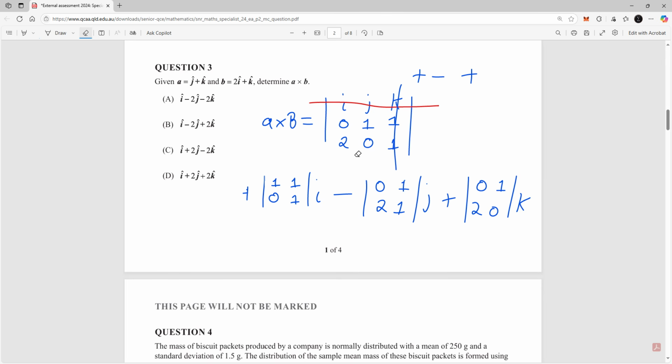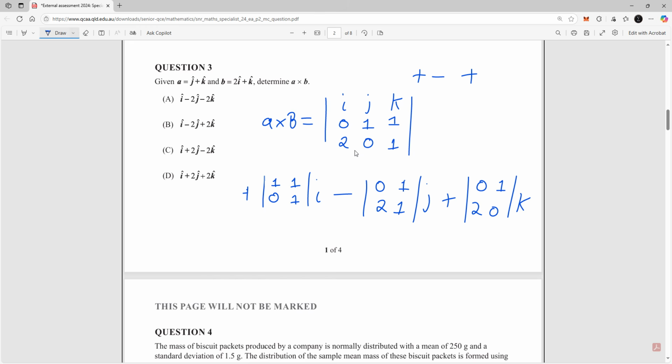Now all you've got to do is find the determinant of each of them. What we've got to look for is things in common in each of them. We can see here they all have a positive 1 at the front, and we can check this is going to give us a positive 1.